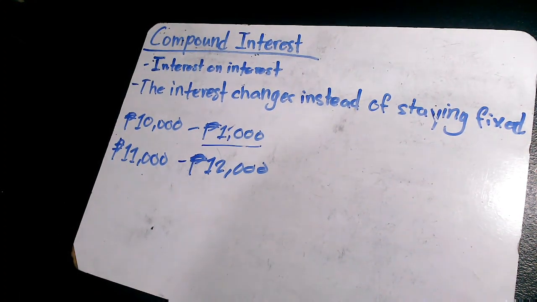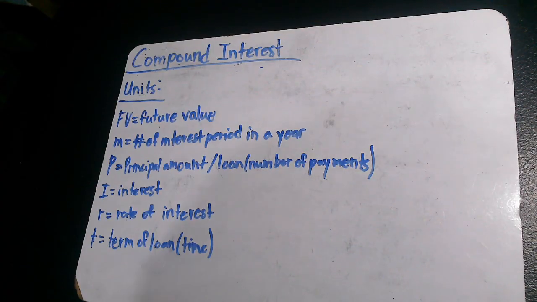And now, I will teach you the units in compound interest. Our first unit is future value, which is FV. M stands for number or amount of interest period in a year. P is principal amount, just the same as last time. And I for interest, R for rate of interest, T for term of loan, or for short, time.